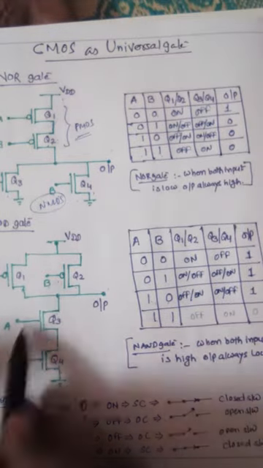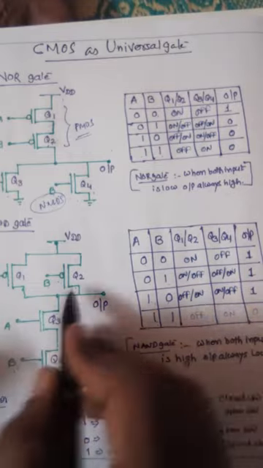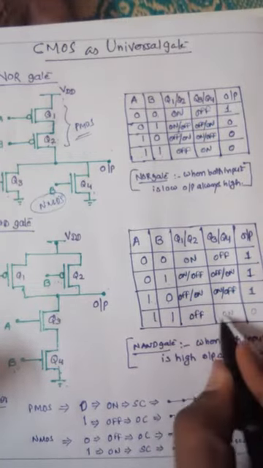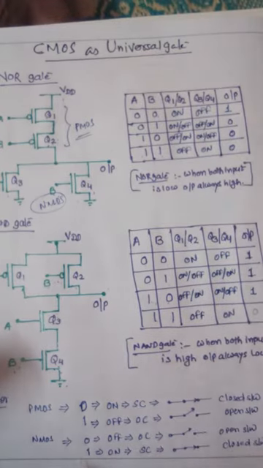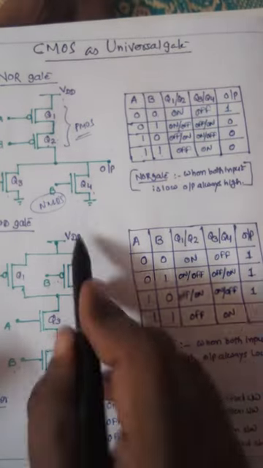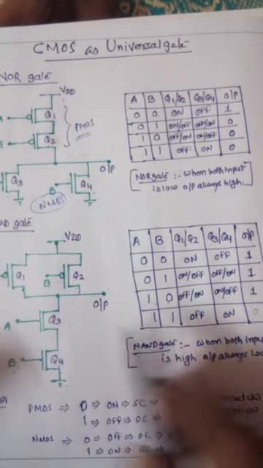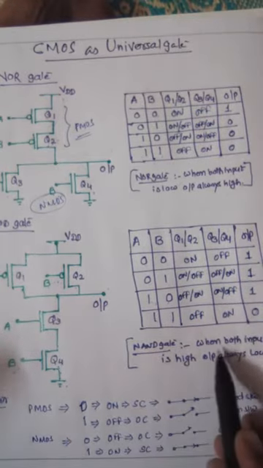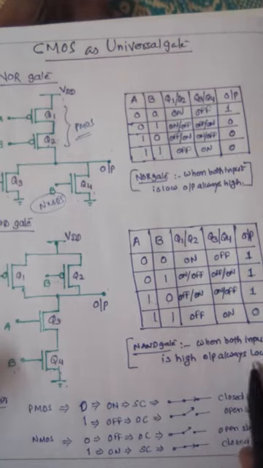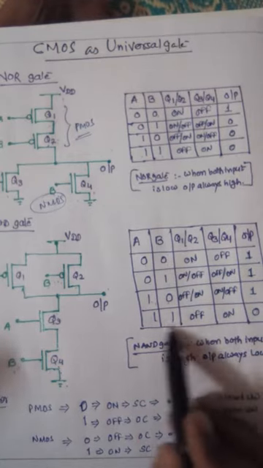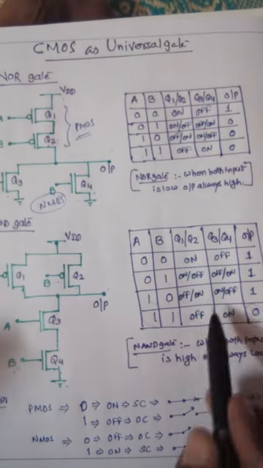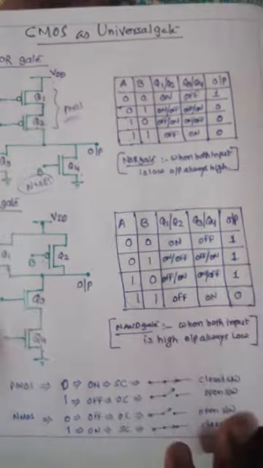Now both are 1, so Q1 and Q2 are in off mode, and these both are in on mode. That's why current cannot pass through, and this will be at a potential near ground, it means 0. So when both inputs are high, output is always low. This condition of the NAND gate is satisfied. So this will work as a NAND gate.